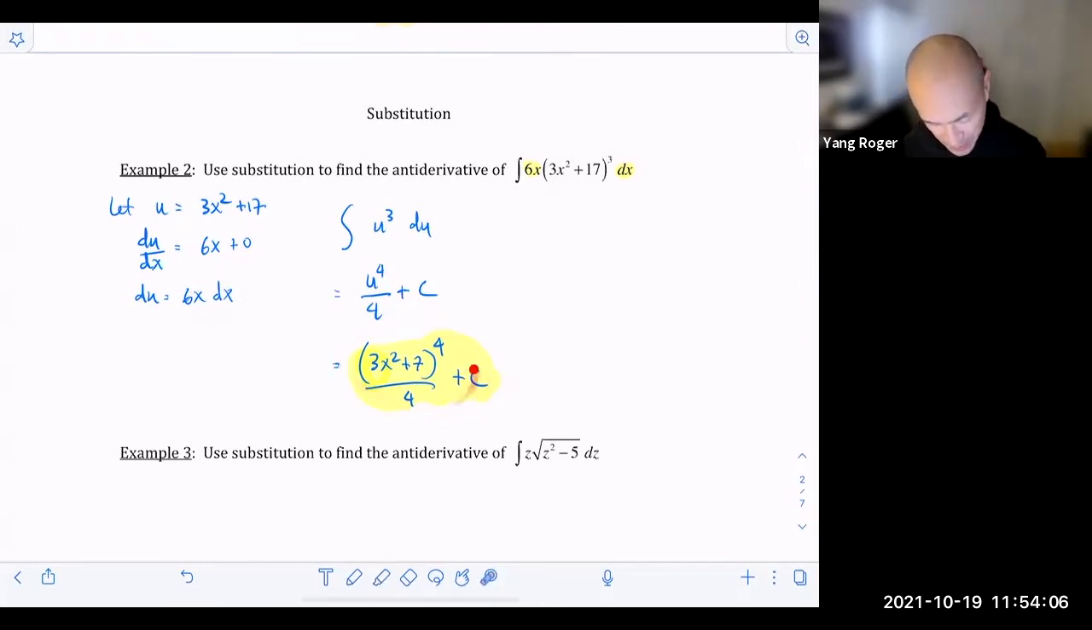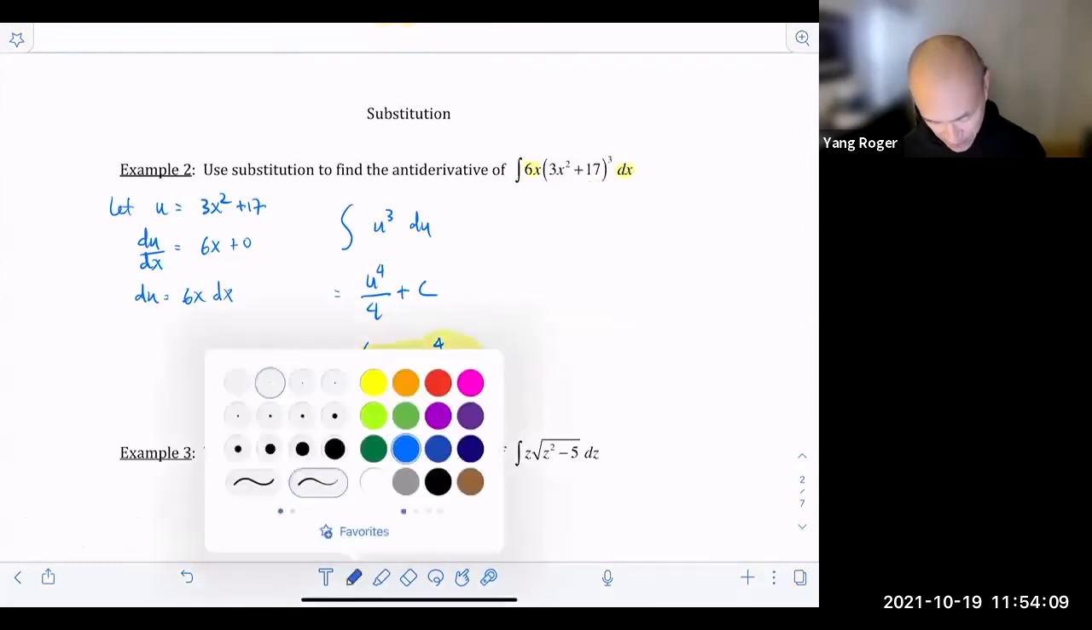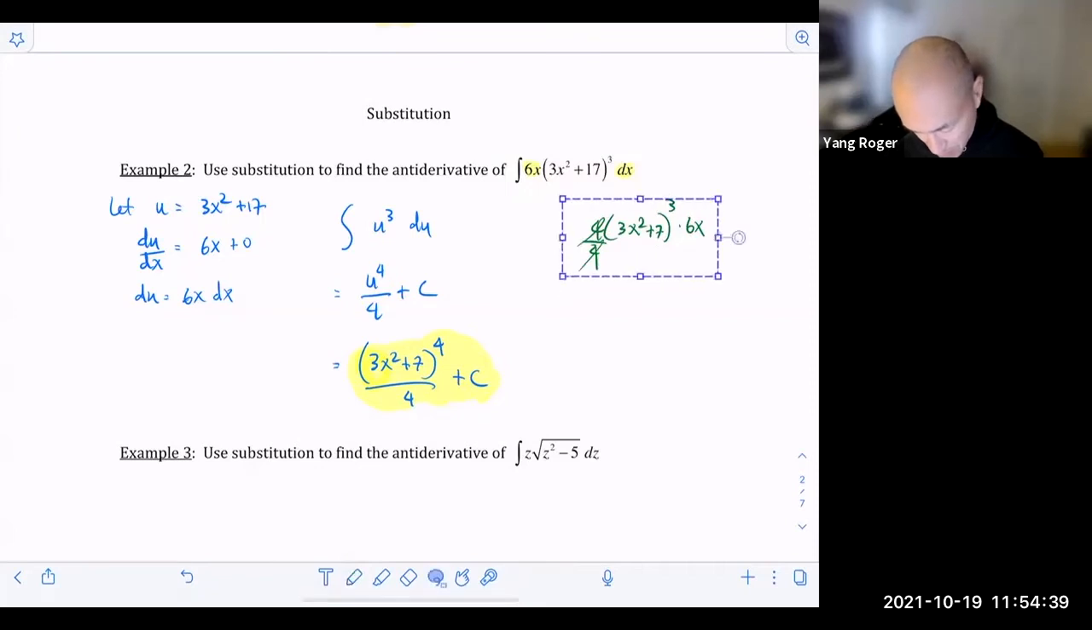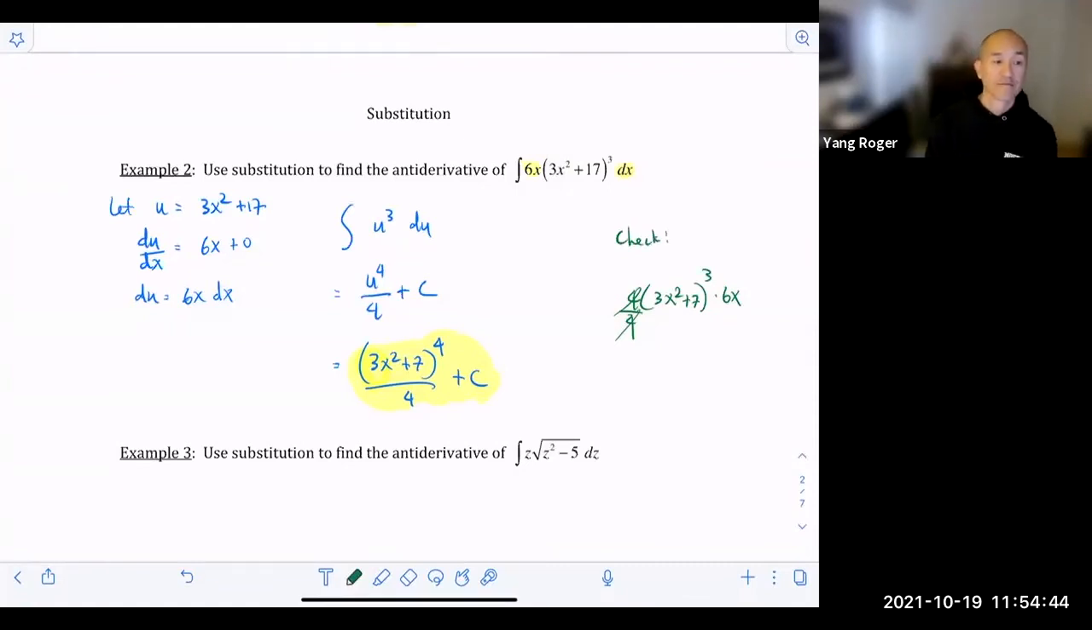If we take the derivative of this, we should get the inside here. So let's just verify by taking the derivative in green. The derivative is going to be 4 times something to the third power, over 4. I keep the inside, which is 3x squared plus 7, multiplied by the derivative of the inside, which is 6x. So the 4 and the 4 cancel each other out. When I take the derivative, I get the same thing. So this was the check. Make sense?